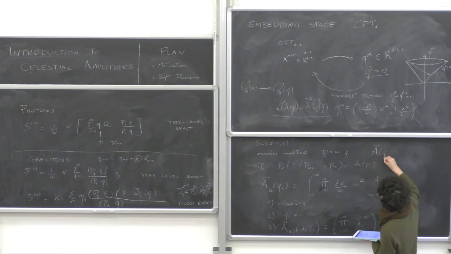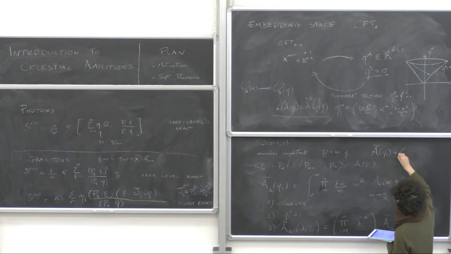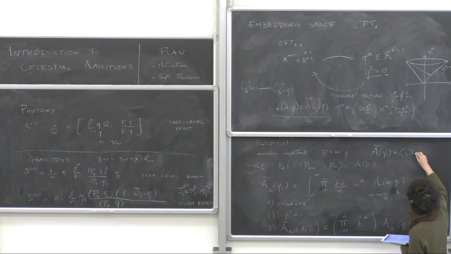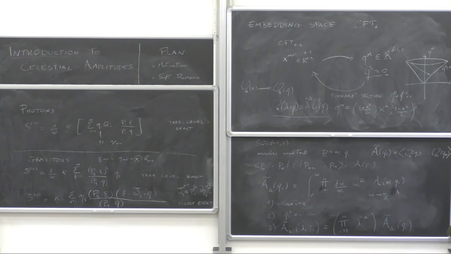A tilde of Q_i can be understood as some correlation function in embedding space. And of course, when you are in embedding space, you can always project to your physical space, and then write it in terms of x, and everything will be written as a physical space correlation function. So hopefully this was clear.